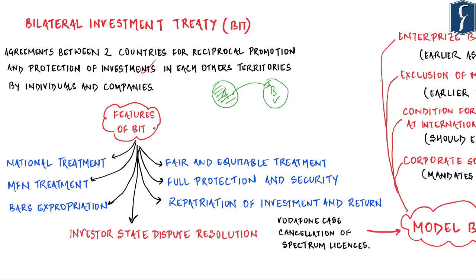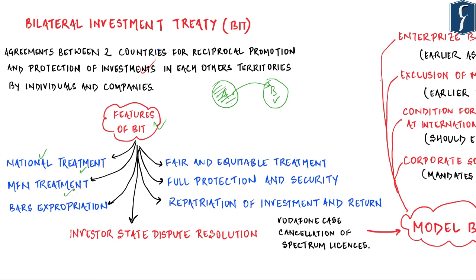Now, as far as features of BIT are concerned, there are 7 features which all BITs must include. Now, the first is national treatment. Now, what does that mean? Under national treatment, it is expected from the country where investments are being made that the foreign investors in that country should be treated at par with the domestic investors. So, there shall not be any discrimination based on the source of investment.